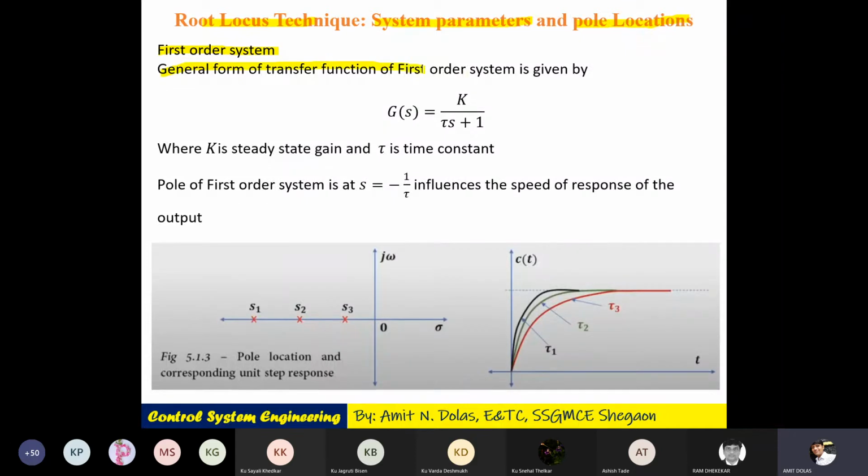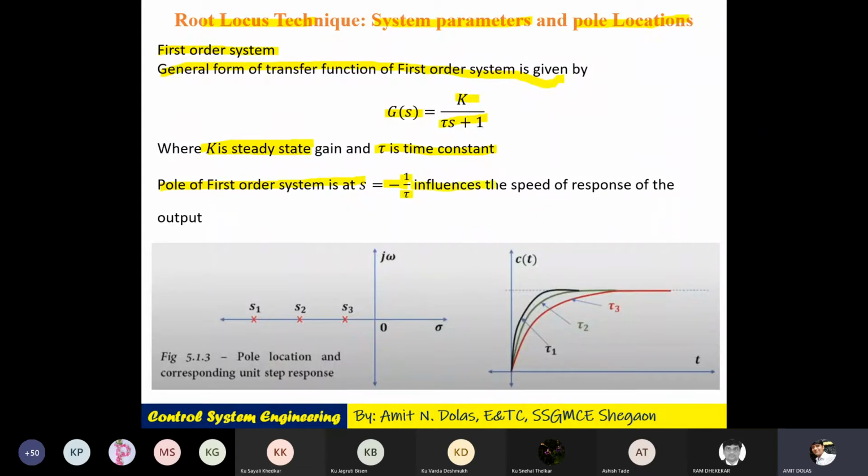A general form of transfer function of first order system is given by, you know what is that? That is nothing but G(s) equal to K upon tau s plus 1, where tau is time constant and K is steady state gain. Earlier we took K1, 1 by s into s plus a. Here tau is the time constant. The pole of the first order system is at s equal to minus the inverse of the time constant, that we have already studied in unit number 1, where we have studied significant and insignificant poles also.